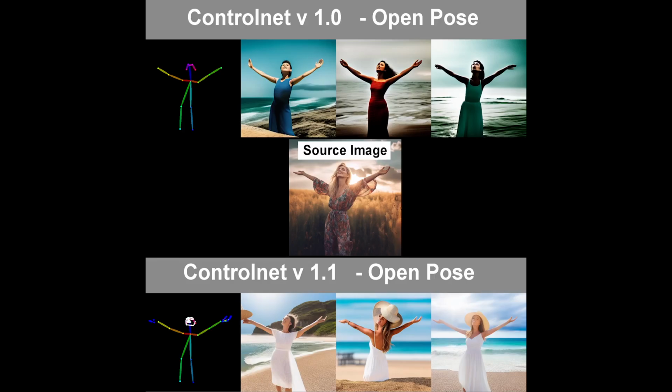So there you have it. We have Controlnet 1.0 at the top, 1.1 at the bottom, source image in the middle, and to be honest, I really can't tell much of a difference. They look about equal in terms of how well they perform. Maybe I'll give the edge to 1.1, just a slight advantage in terms of the hands. I think it's doing a bit better there, except for that middle image, which is, yeah, that's a wash.